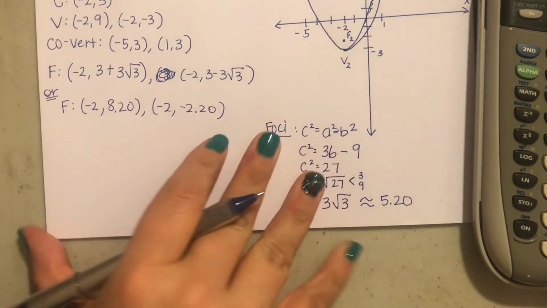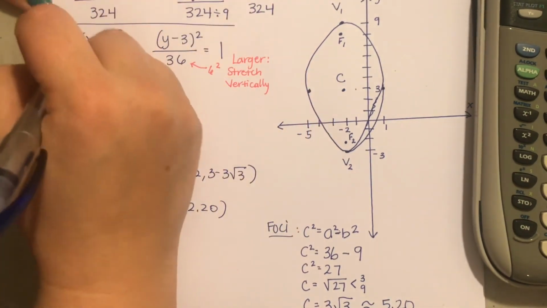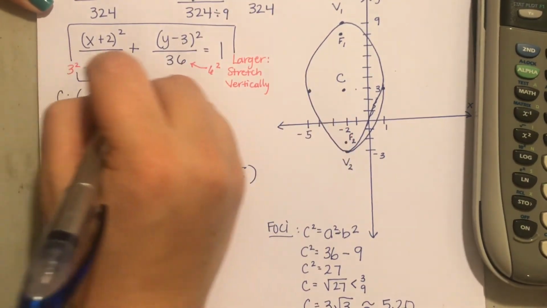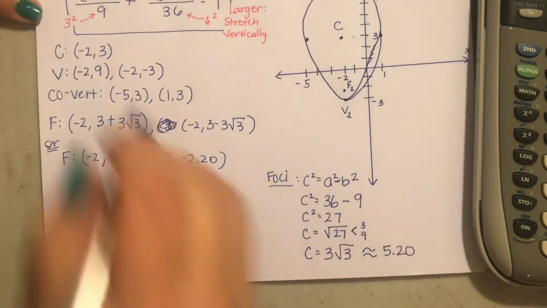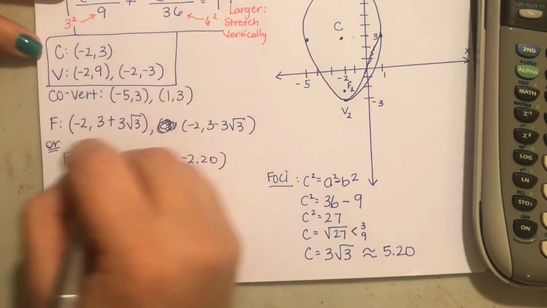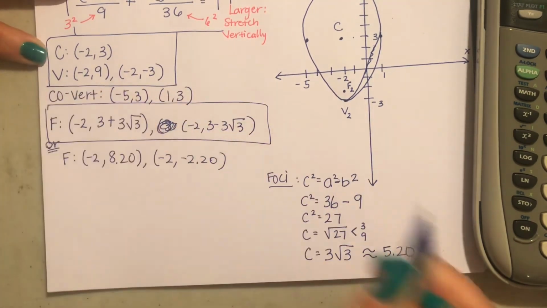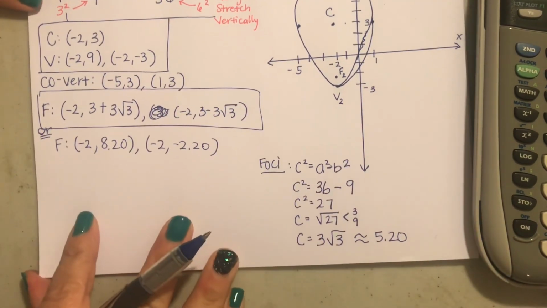Okay, so again, the answers that we were looking for here, we were looking for the standard equation, that's this right here. Okay, we were looking for the center and the vertices, and we were looking for the foci. So again, you pick which of those formats you're more comfortable with, as well as the graph.